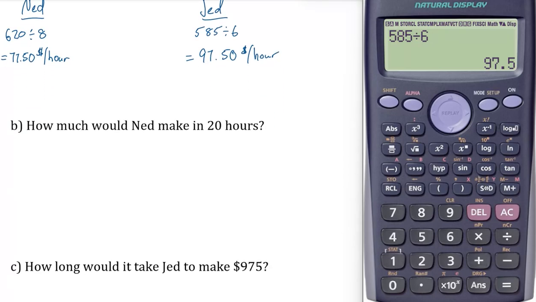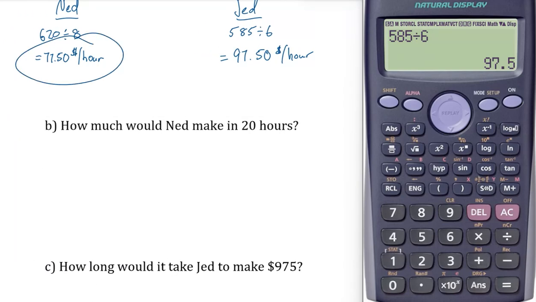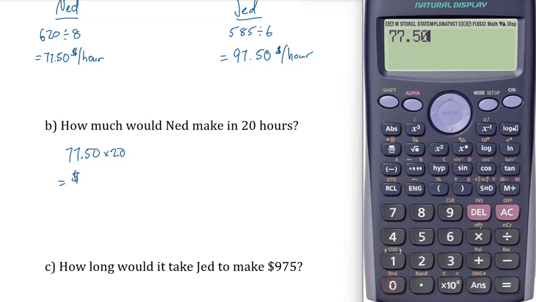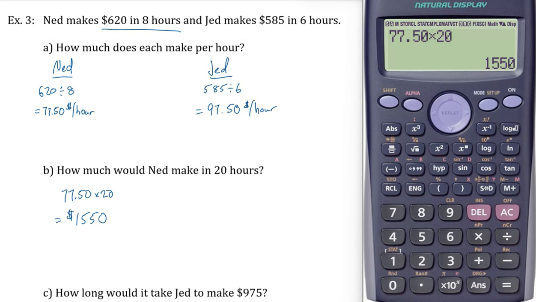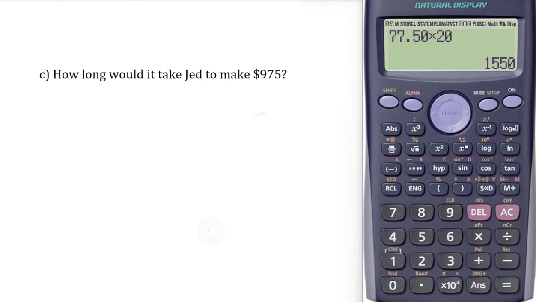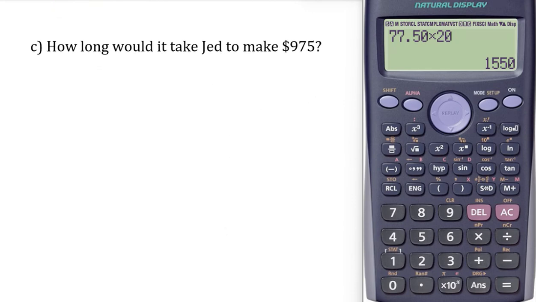How much would Ned make in 20 hours? Okay, so we're going to take Ned's, multiply by 20. So $1,550. And then finally, how long would it take Jed to make $975?